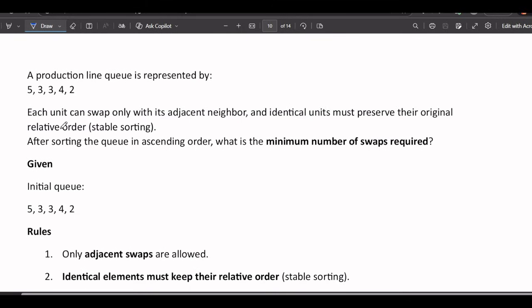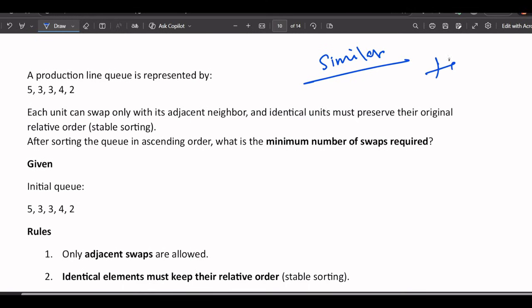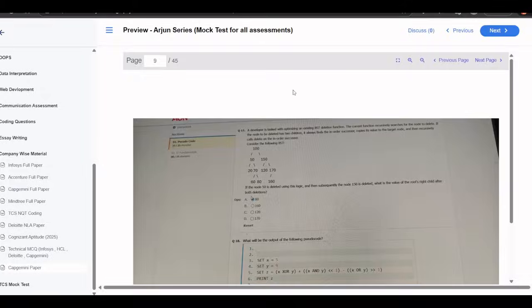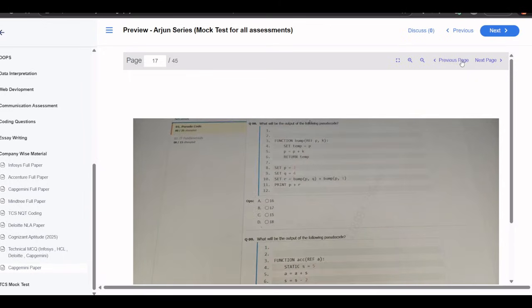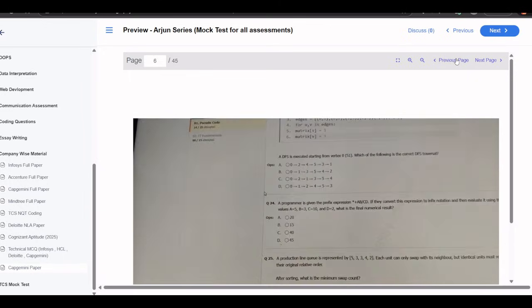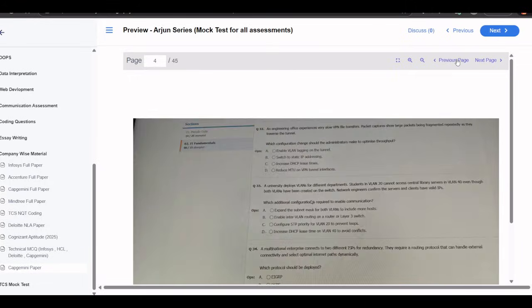Basically, we will be discussing the questions Capgemini keeps repeating, or the similar kind of questions Capgemini is asking. Believe me, if you watch this video till the end, you will say, Bhaiya, this is one of the best videos for the Capgemini technical assessment, because the questions I am solving are from this paper, the full Capgemini paper you can see here.